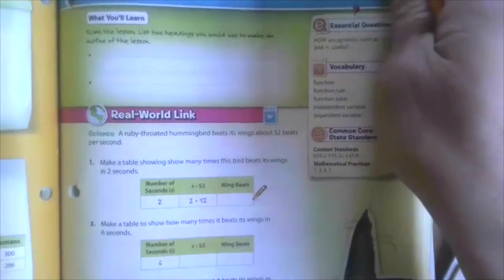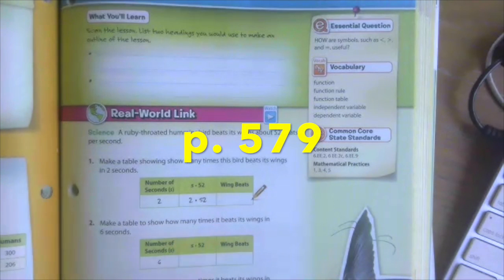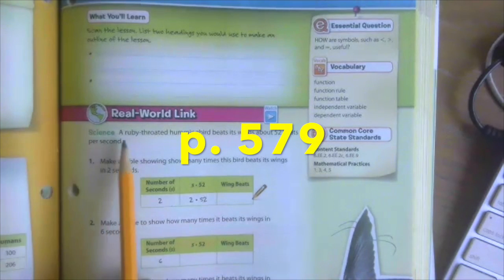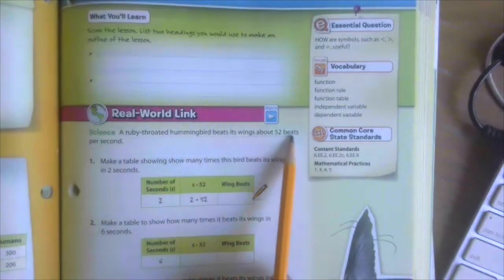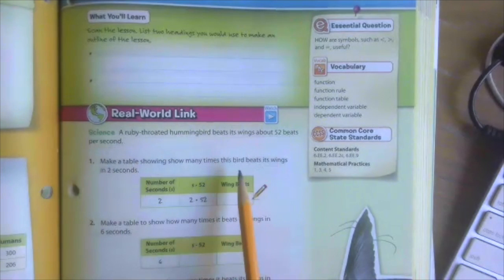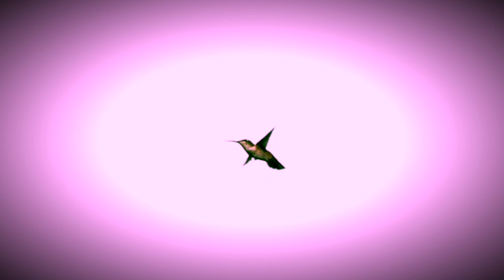And what we're doing today is a really cool new thing called function tables. And this is cool because it's kind of advanced and it works really well with programming and all sorts of things. So if you look on page 579, it says, a ruby-throated hummingbird beats its wings about 52 beats per second. 52 beats. So if you say 1/1000, they've already beat their wings 52 times. That's really fast.